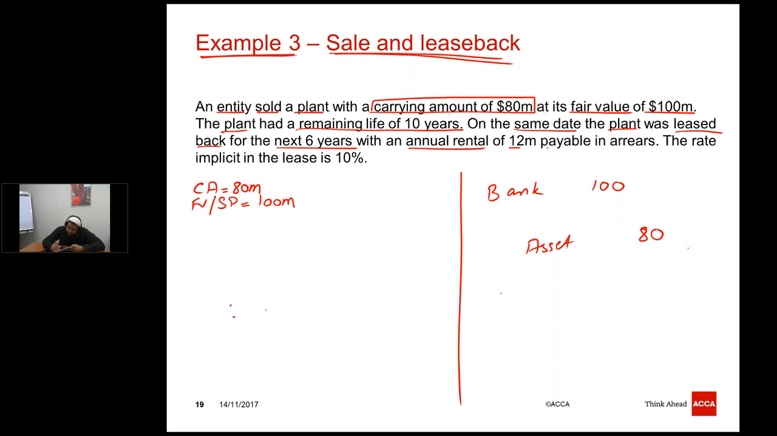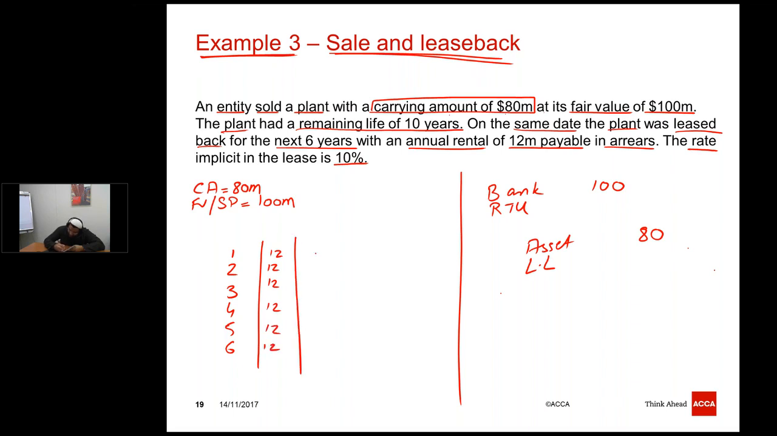With annual rentals of $12 million payable in arrears, the implicit rate is 10%. So now I'm going to credit the lease liability and debit the right to use, and then the balancing figure is P&L. How am I going to calculate the lease liability? I'm going to write 1, 2, 3, 4, 5, 6, and 12, 12, 12, 12, 12, 12, and convert these into present values.